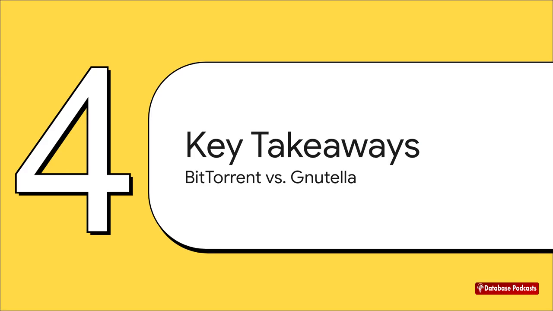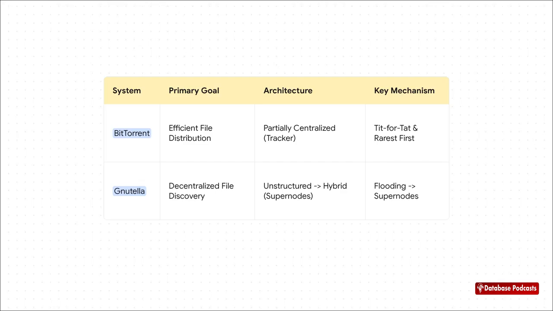Okay, let's step back and look at the big picture. What are the key takeaways when we compare these two pioneering systems? And the contrast is really what's so fascinating here. You have BitTorrent, which was laser-focused on solving one problem and solving it brilliantly: how to distribute a known file to a lot of people super efficiently. Then you have Gnutella, which took on the much messier, more complex problem of discovering files in the first place. It shows that journey of starting with a pure, decentralized idea and then evolving toward a hybrid model to actually make it work in the real world.